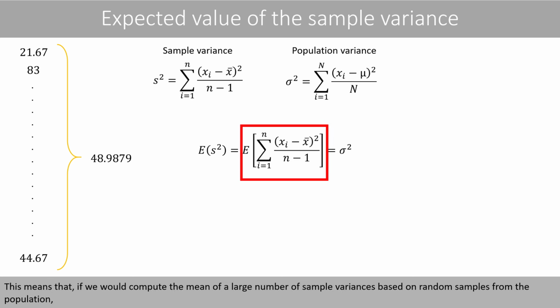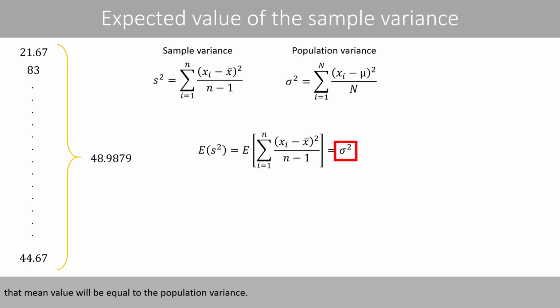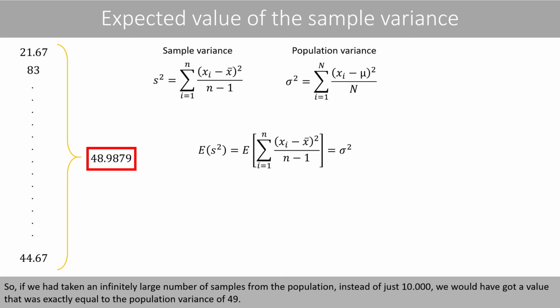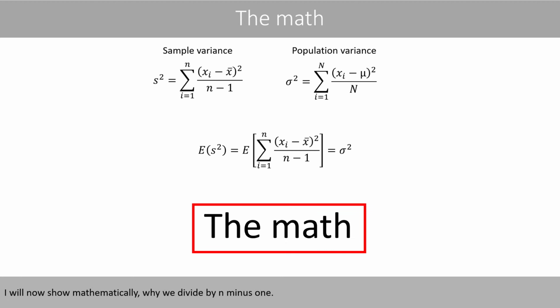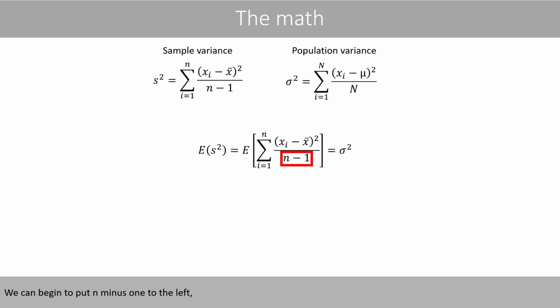This means that if we would compute the mean of a large number of sample variances based on random samples from the population, as we did here, that mean value will be equal to the population variance. So, if we had taken an infinitely large number of samples from the population instead of just 10,000, we would have got a value that was exactly equal to the population variance of 49.